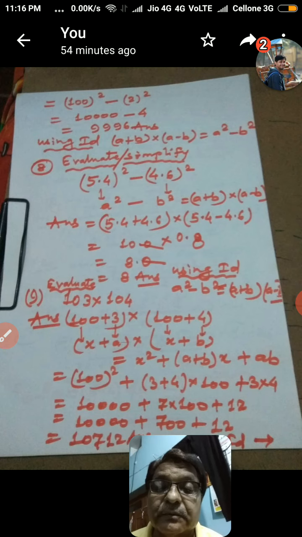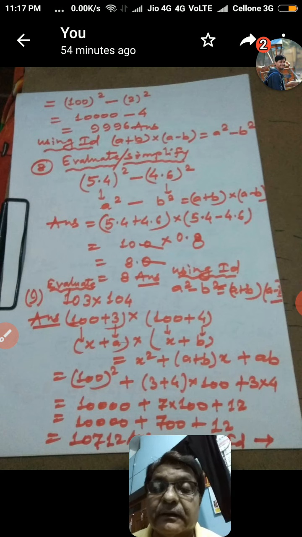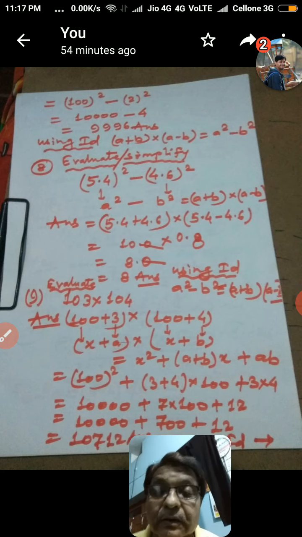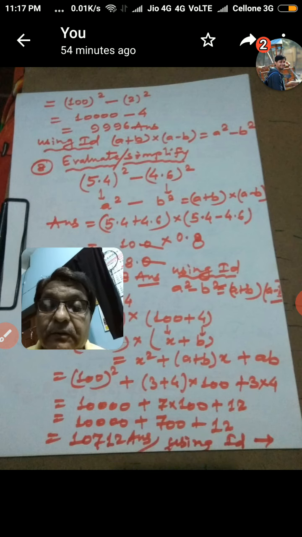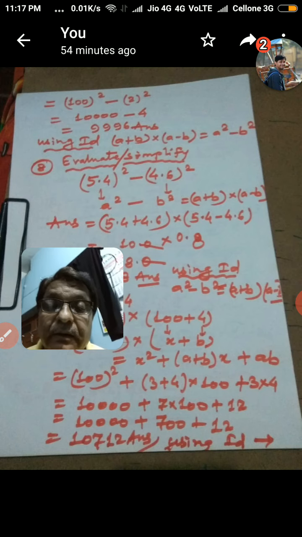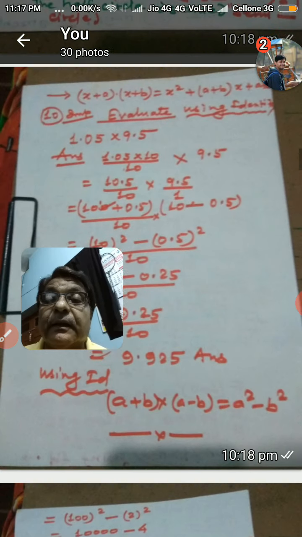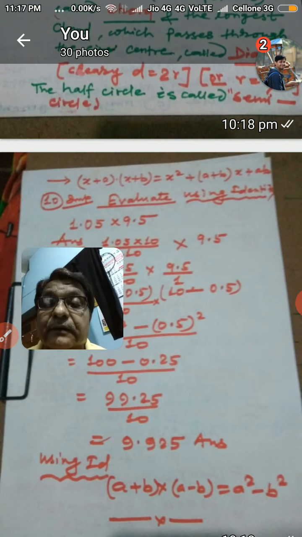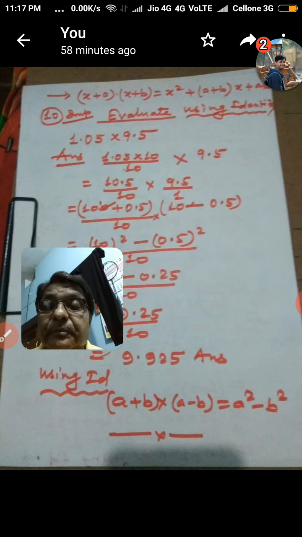So the answer should be x square plus (a + b) into x plus ab. Now take x as 100, a as 3, and b as 4, and go on simplifying. You will finally get 10,712, and then you write what identity is used. So using the identity, (x + a)(x + b) is equal to x square plus (a + b) into x plus ab.